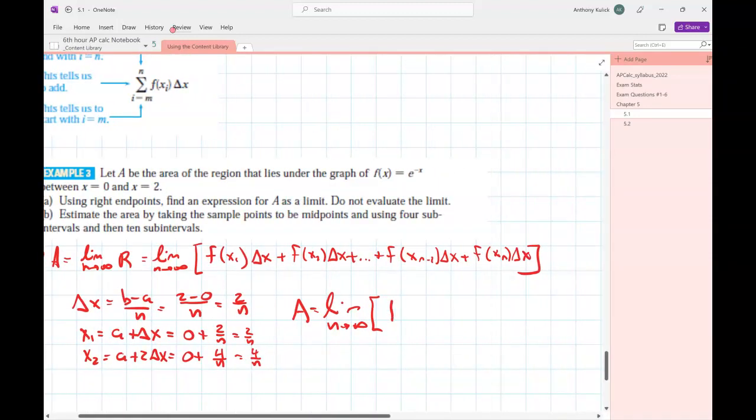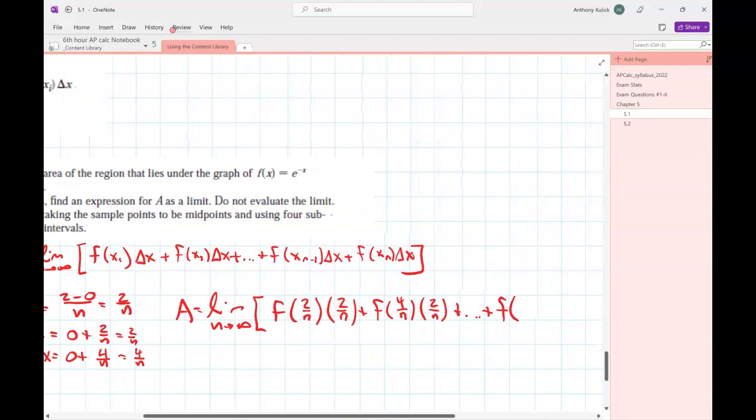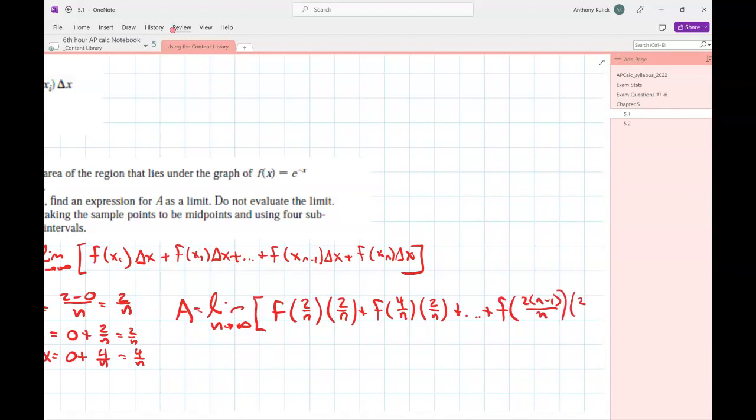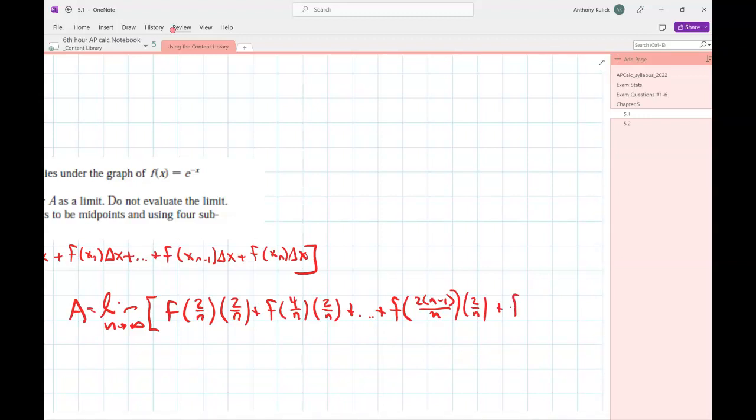So I'm going to have f of 2 over n times 2 over n, plus f of 4 over n times 2 over n, plus yada, yada, yada, plus f of 2 times n minus 1 over n times 2 over n, plus f of 2n over n times 2 over n.